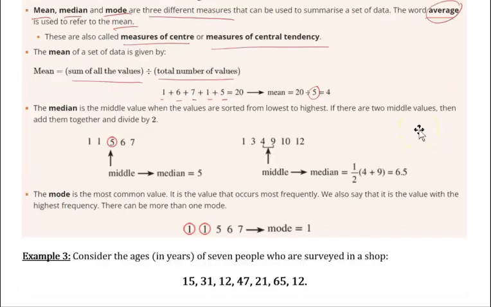The median is the middle. So a really cool term. It's the middle value, but they've got to be sorted from highest to lowest. That's normally how we do it. They've got to be in order. So if I took this data set, I'd have to reorder it to find the median.